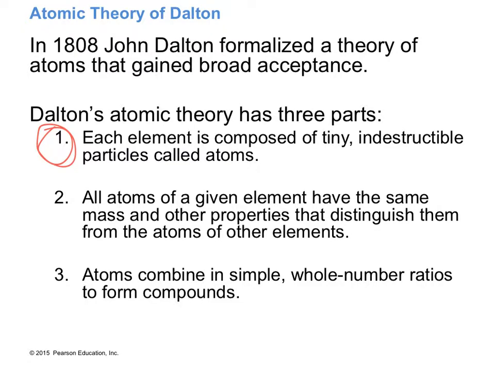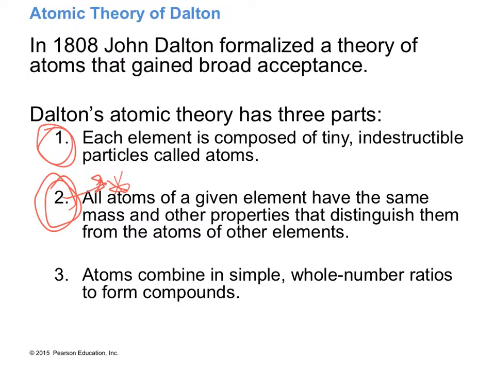Number two was that all atoms of an element have the same mass and other properties that distinguish them and make them different. There's a little asterisk by that, because we're going to find out that that's not necessarily true. It's only partially true. That was before the idea of isotopes, and I'll explain what an isotope is later on. It is true that all atoms of a given element have the same number of protons. That's the important thing. The number of protons is what distinguishes one atom as being that element versus something else.